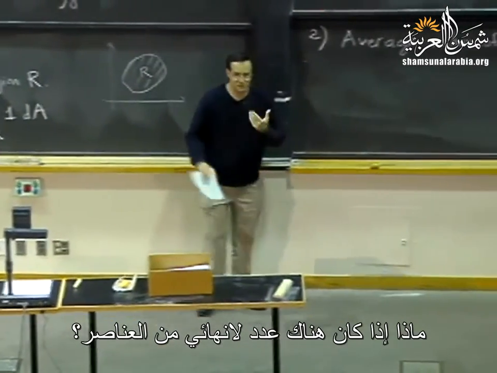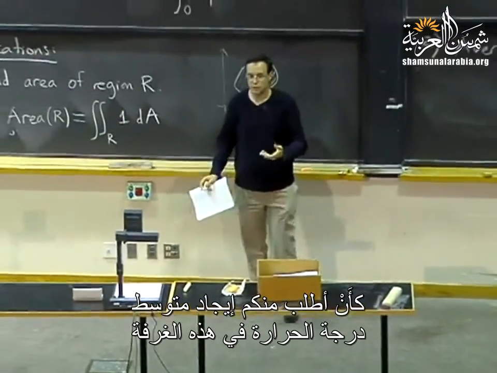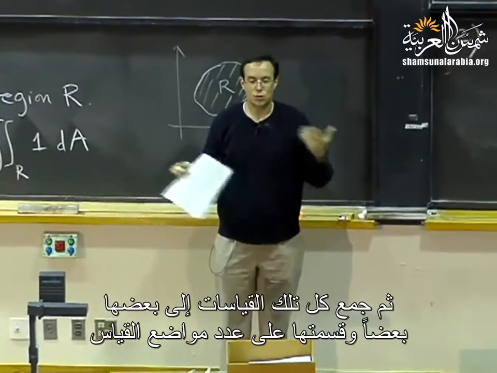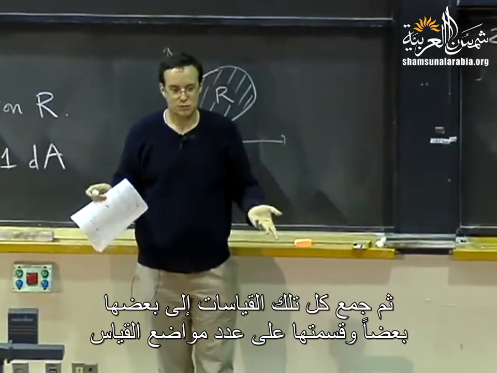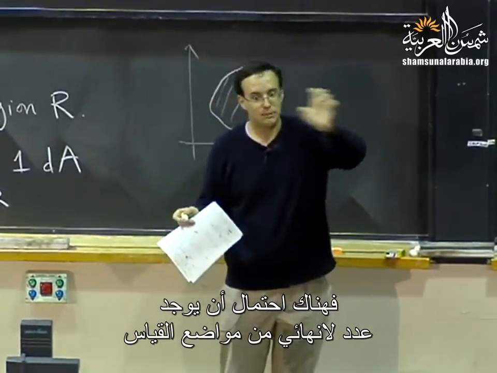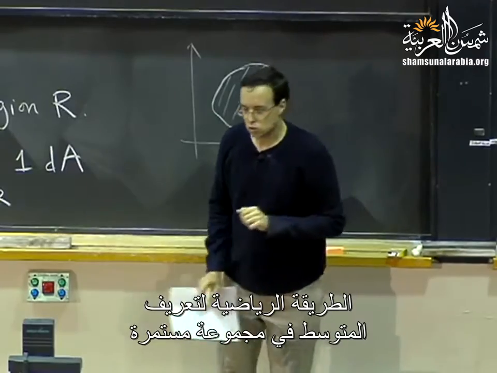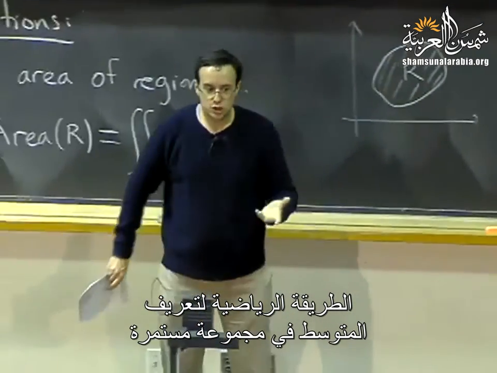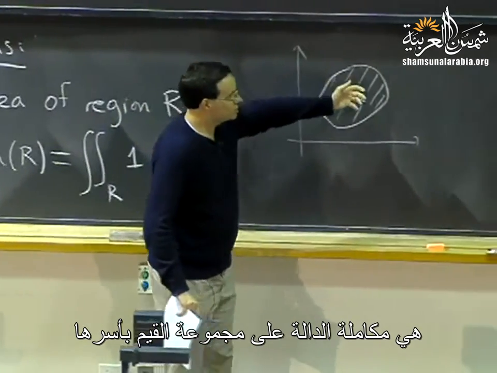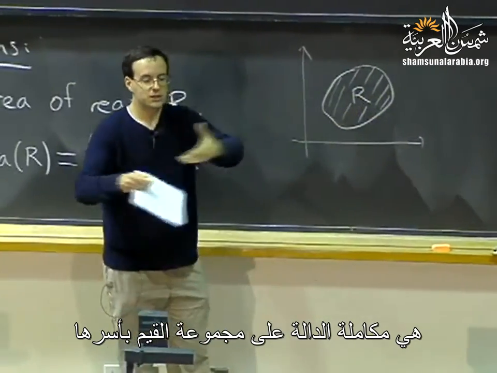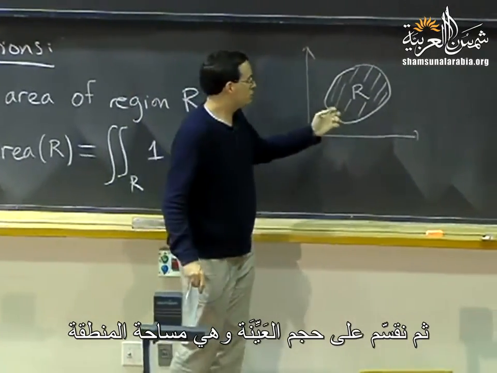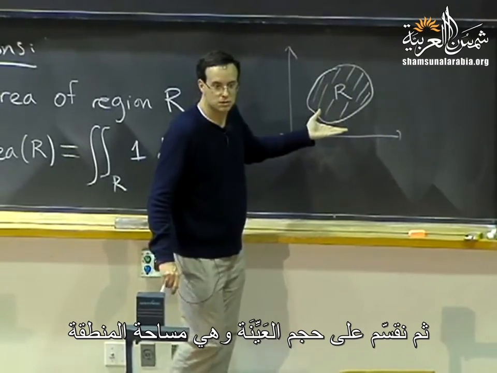What if there's infinitely many things? Say I ask you to find the average temperature in this room, well, you would have to measure the temperature everywhere, and then add all of these together and divide by the number of data points. But depending on how careful you are, actually, there's potentially infinitely many points to look at. So the mathematical way to define the average over a continuous set of data is that you actually integrate the function over the entire set of data, and then you divide by the size of the sample, which is just the area of the region.